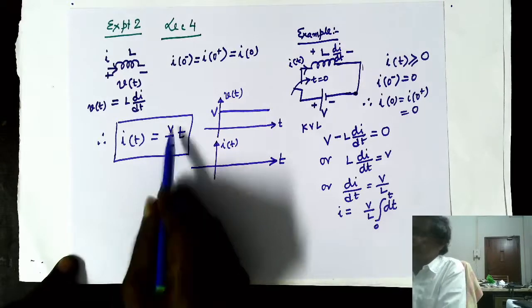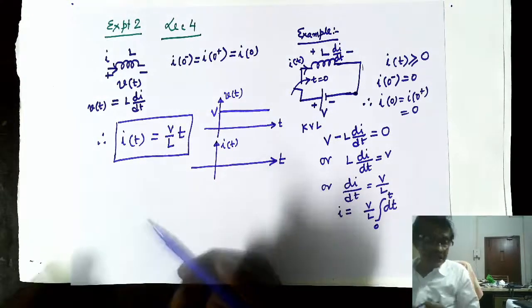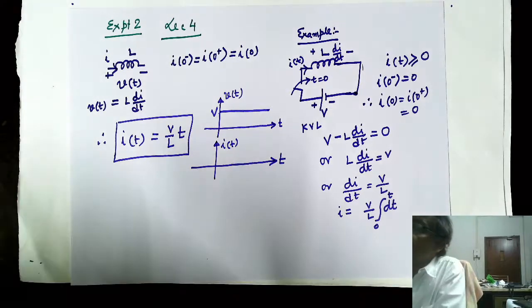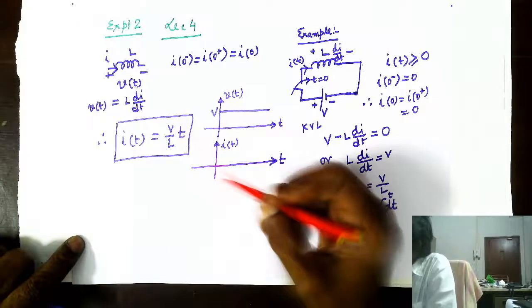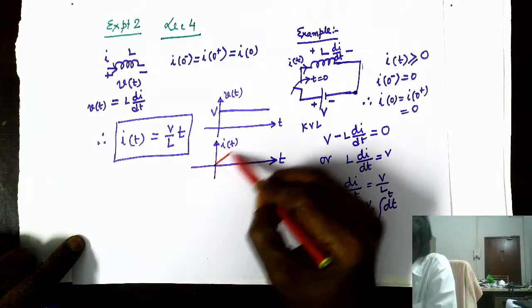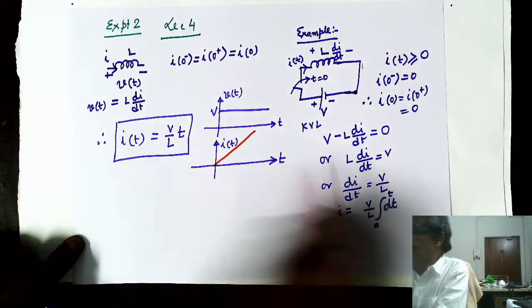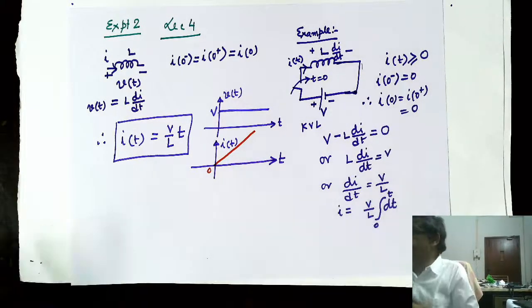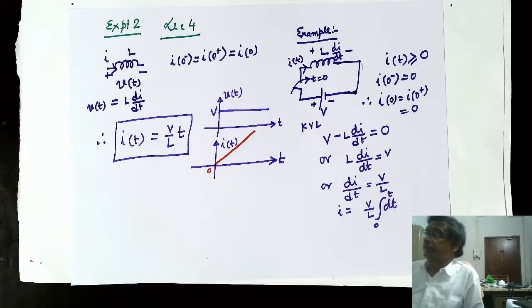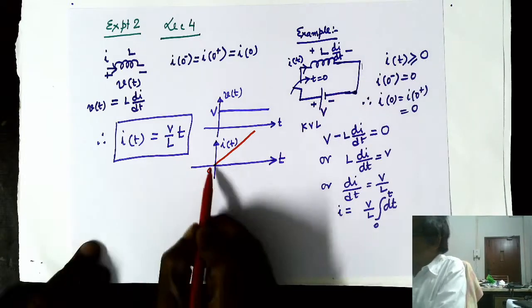And the solution is this. V by L is constant, so y equals mx. It will be a straight line passing through the origin. That is, the current will go on increasing against time linearly. So if you apply a constant voltage across an inductor which had no initial current, it will grow like that. And prior to this the current was 0.